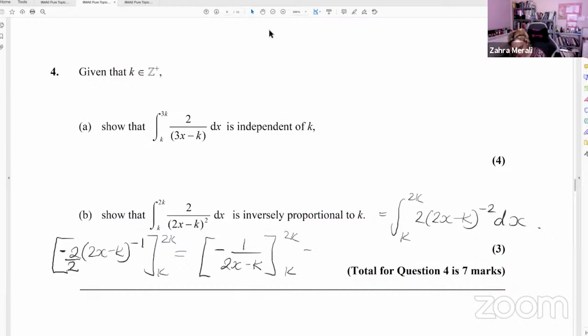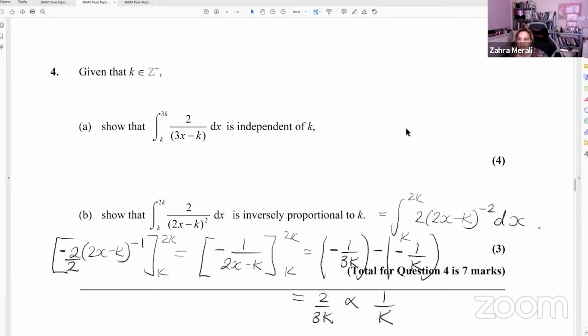If I simplify that, that's the same as saying minus 1 over 2x minus k. 2k and k. If I put 2k in, I get 2k minus k on the bottom, 2 times 2k, which is 4k. So I get minus 1 over 4k minus k, which is 3k, minus, sticking in k, so 2k minus k, which is k, minus 1 over k, which you've got minus 1/3 so minus 1 over 3k plus, which will give you 2 over 3k, which is proportional to 1 over k, because you've got the k on the bottom. So that's that one, and that makes sense.